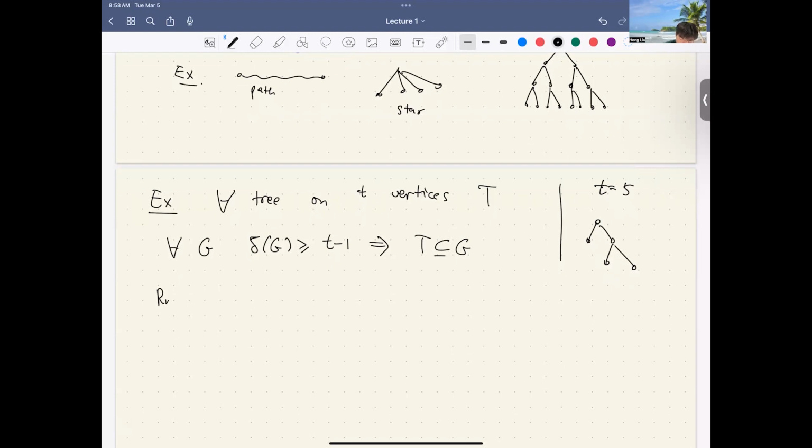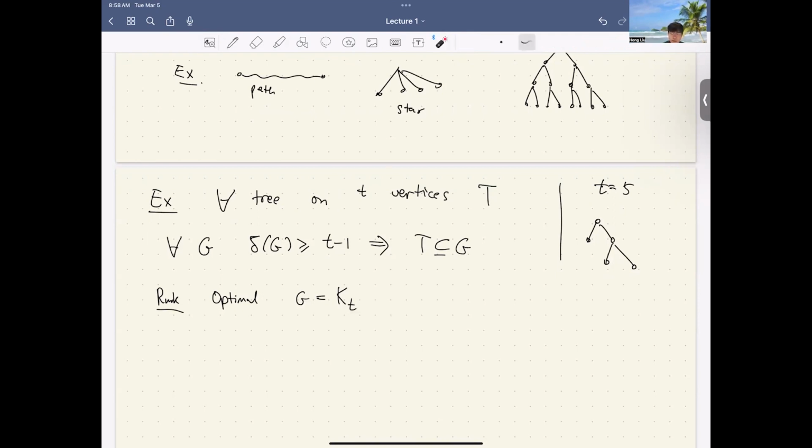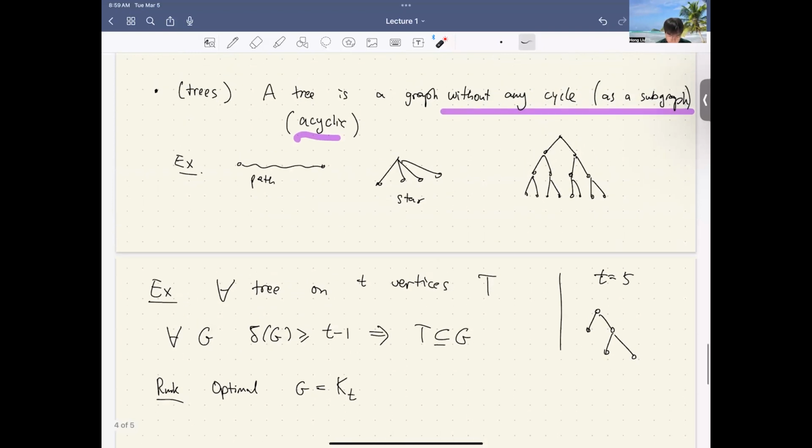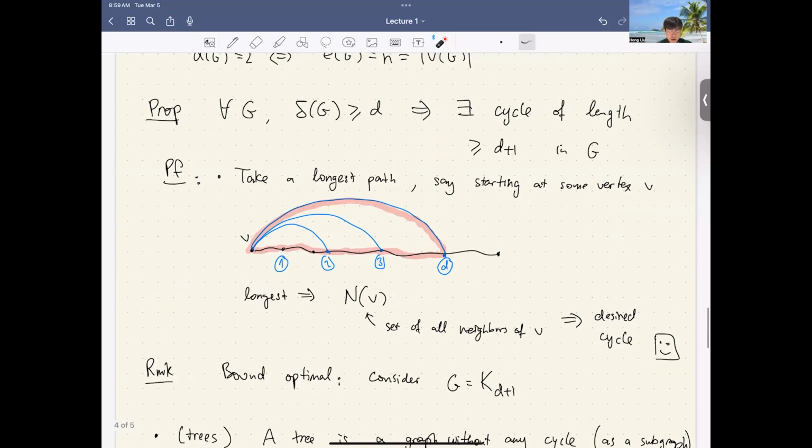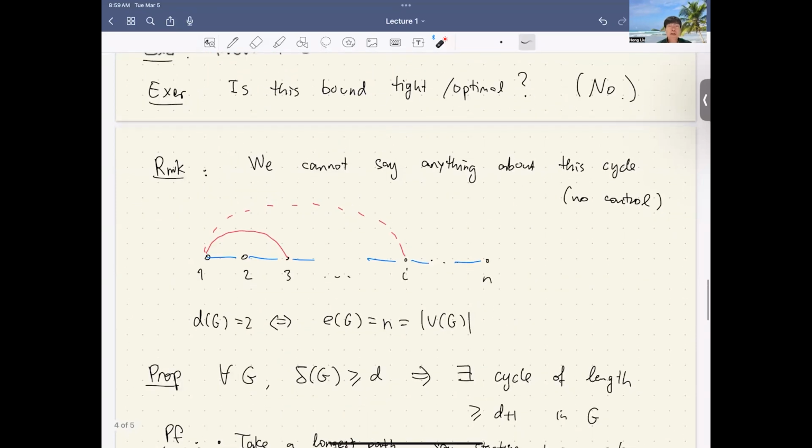Optimality is also trivial. Again, we can ask the same thing. This bound is optimal because G can be simply K_T. K_T has minimum degree T minus 1 once again, so we cannot have anything more than T vertices as a subgraph. Okay. So this is the basic family of graphs and some very, very baby version of the extremal problems. Any questions so far?